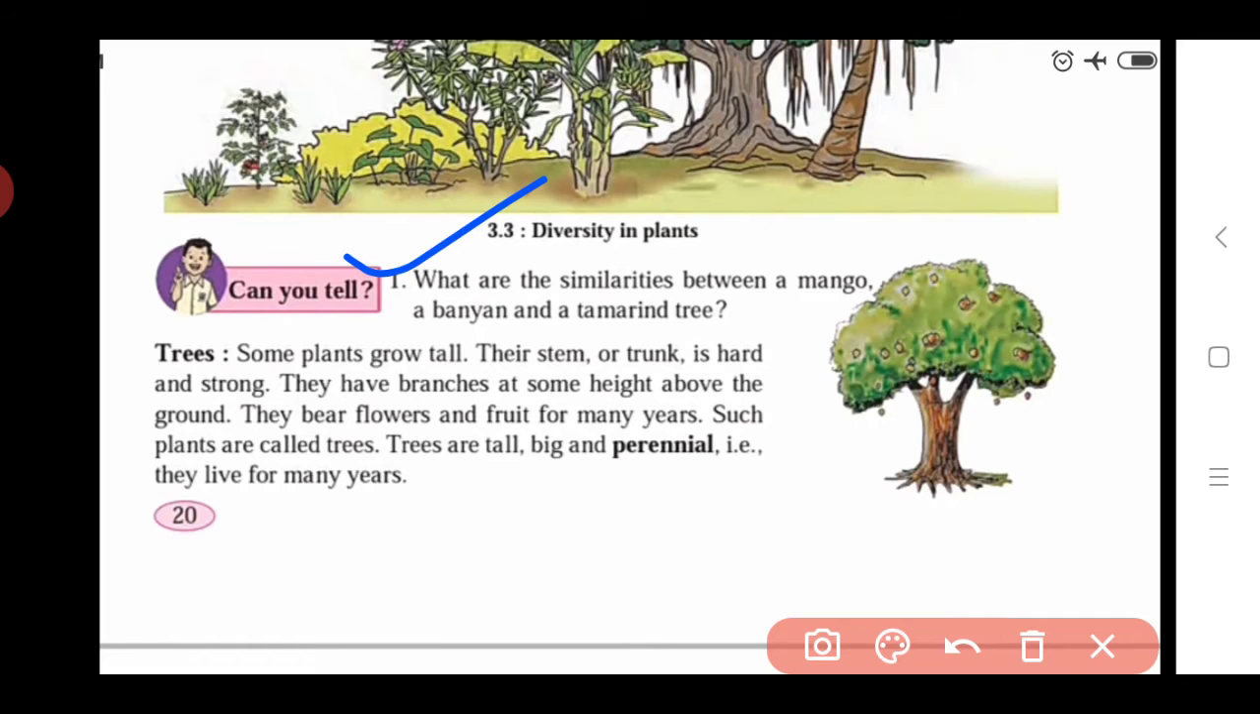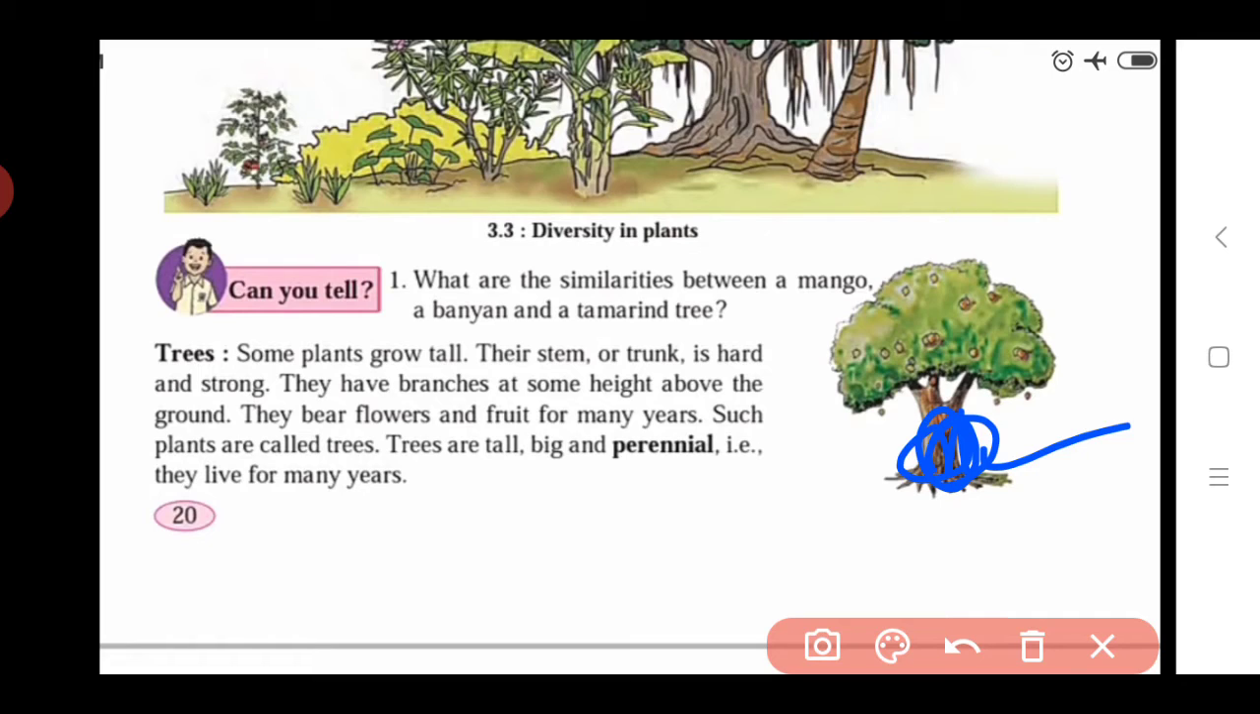So if you observe all the trees, we see some similarities. All the plants are big, they have a big stem. These are tall plants. Some plants grow tall, and their stem or trunk is hard and strong. If we see this mango tree, the trunk of this tree, that is the stem, we also call it the stem. When the stem has a big size and is strong, then it is called the trunk.